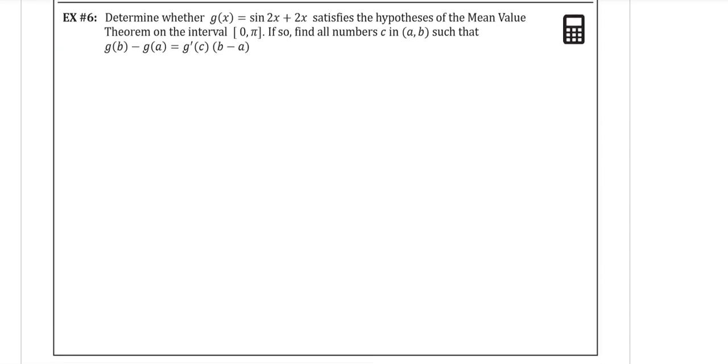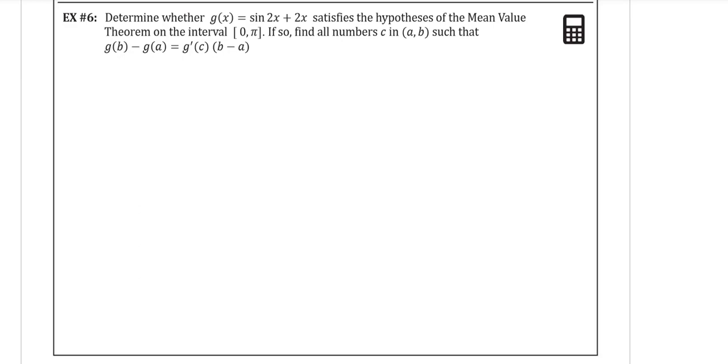Okay. All right, and our final example. Determine whether g of x equal to sine 2x plus 2x satisfies the hypothesis of the mean value theorem on the closed interval 0 to pi. If so, find number c in the open interval ab such that g of b minus g of a is equal to g prime of c times b minus a.